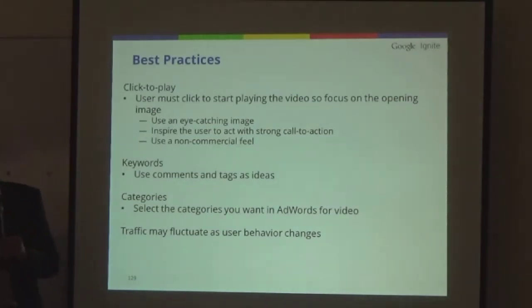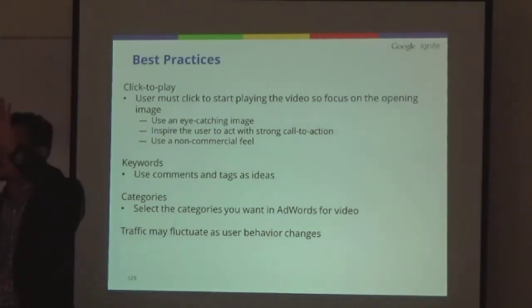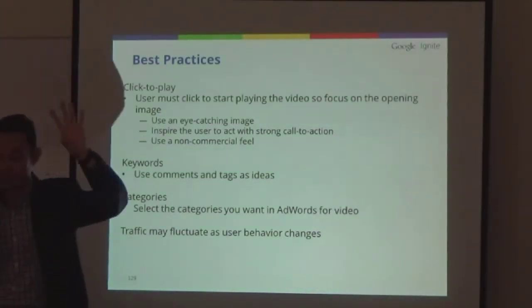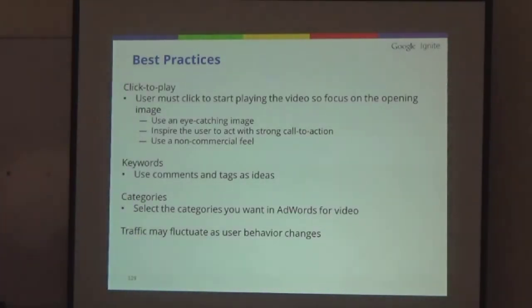Now for keywords, one of the best practices is that you want to optimize your video ads. One of the best practices is to use comments and text. You place it together in the descriptive and the tagging of those videos. You use keywords such as that. And categories: you can use the categories in AdWords for video to select what type of video categories you would like to choose. And do take note that traffic may fluctuate as user behavior changes.